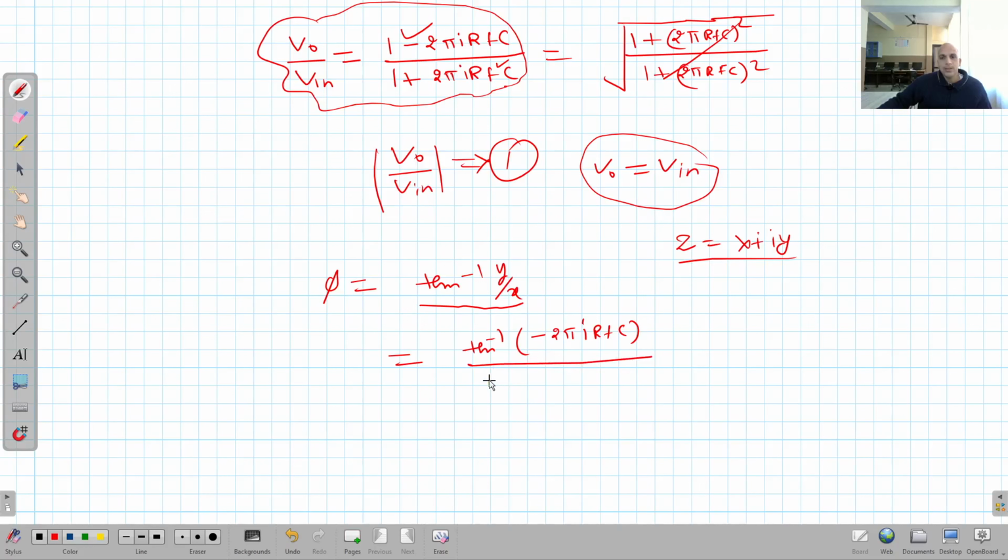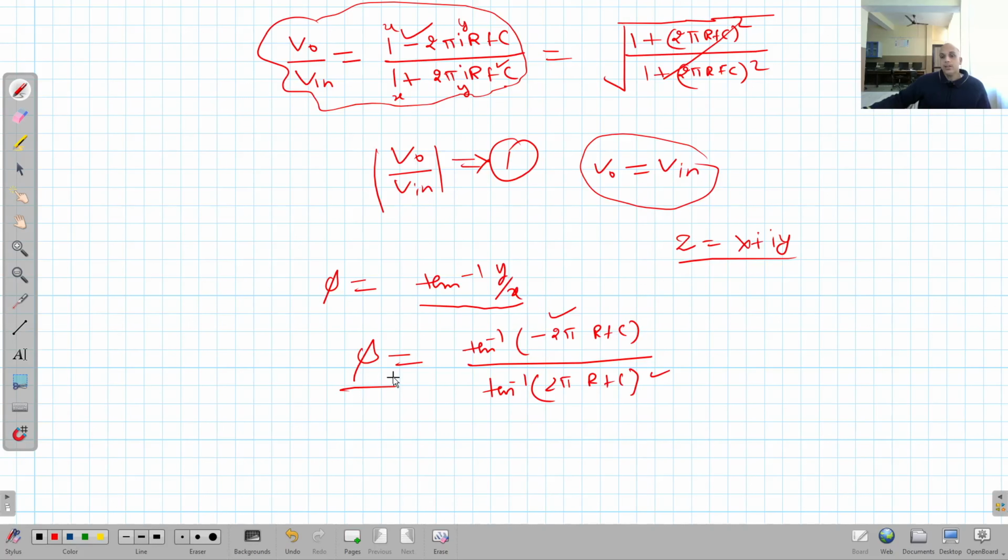Similarly, in the denominator, this is the rule of complex numbers: tan inverse, it is 2 pi RFC divided by 1. Because here x is 1, this is x and this is y. Sorry, I have used iota here. Iota will not be used when we take the complex form, right? This is only tan inverse of minus 2 pi RFC upon this. This is the phase angle. Clear? But we took the phase angle for the numerator and for the denominator. The ratio is the phase angle.